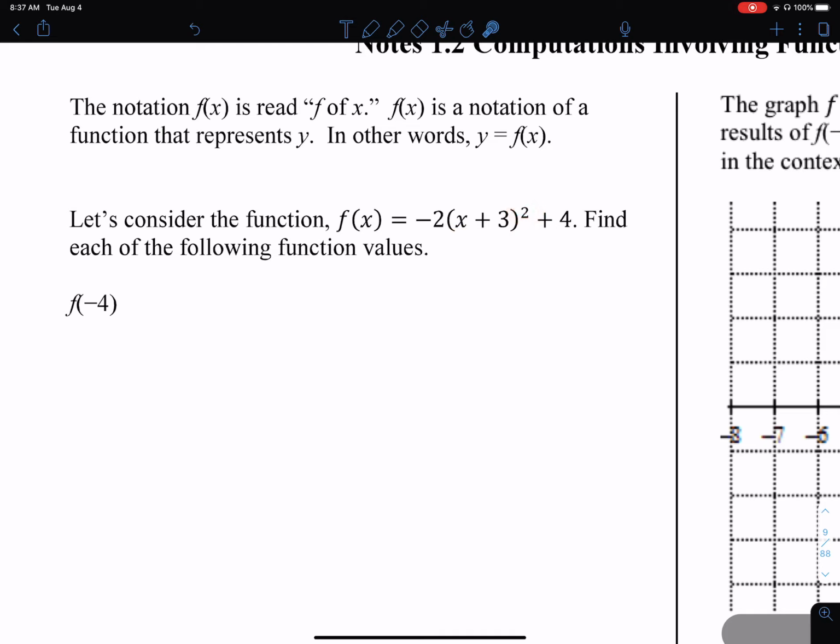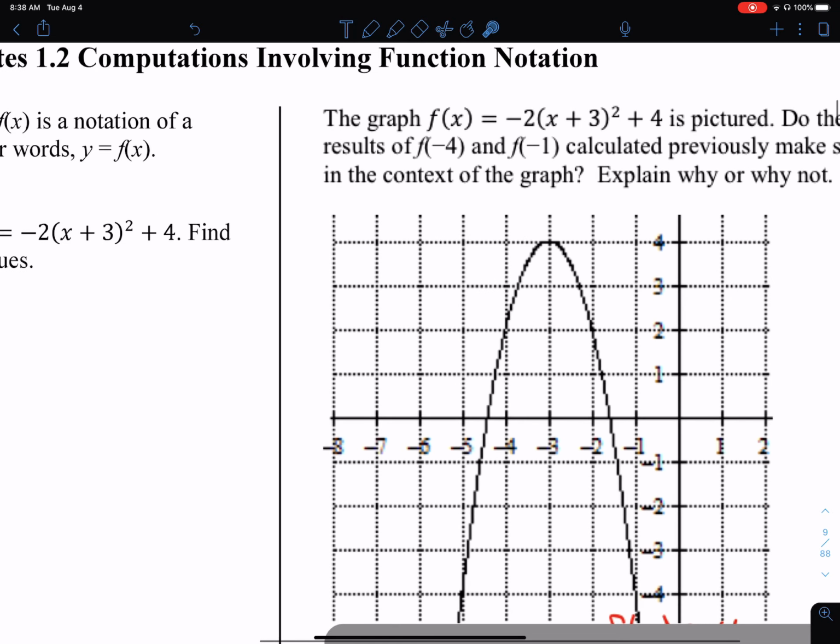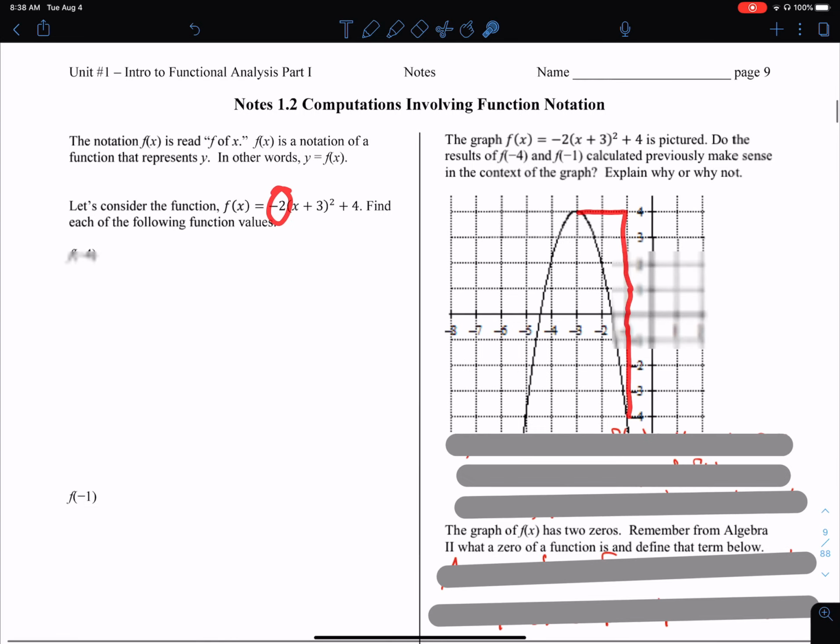We learned in the previous section it's translated left 3 and up 4, so the vertex is negative 3, 4. It has a vertical reflection, so it's going to open down instead of up, and it's been stretched vertically by 2. If you look to the right, we have this graph. Vertex is at negative 3, 4, like we said. It opens down instead of up, and instead of going to the right 1 and down 1, we're going to do twice as far down: to the right 1 and down 2. Instead of going to the right 2 and down 4, we would go to the right 2 and down 8. That's because it's stretched vertically by 2.